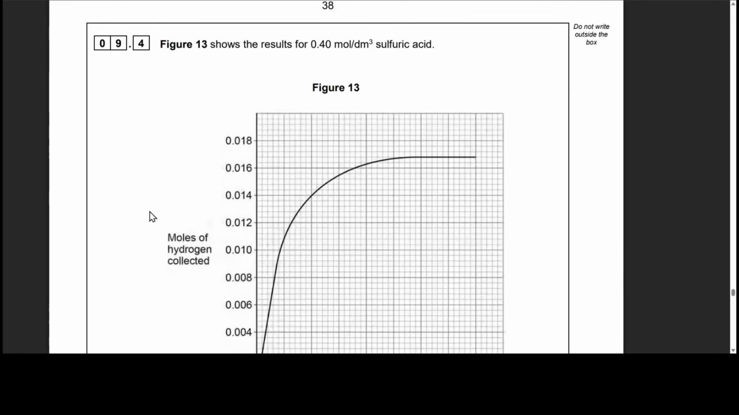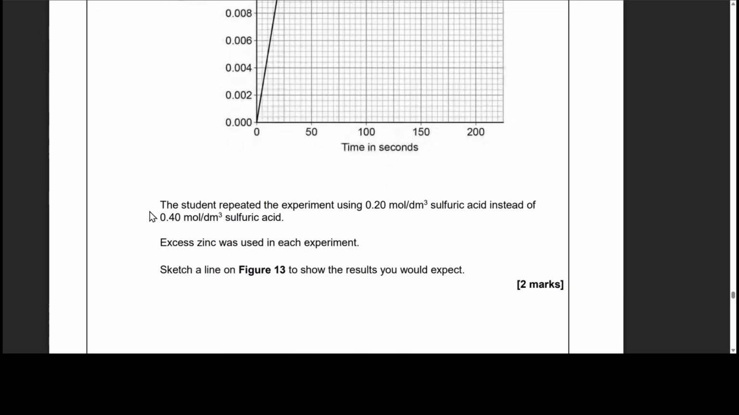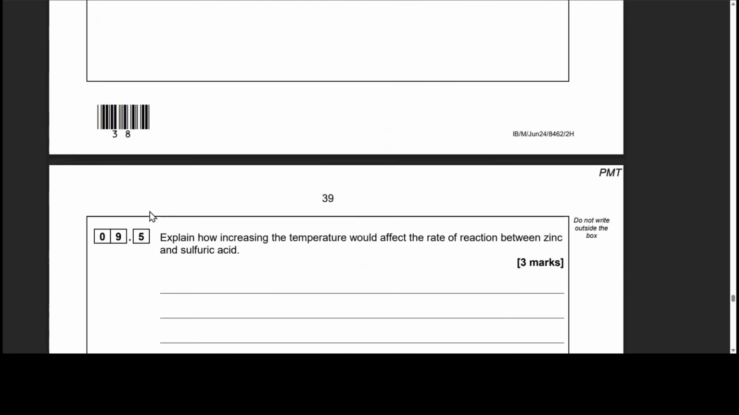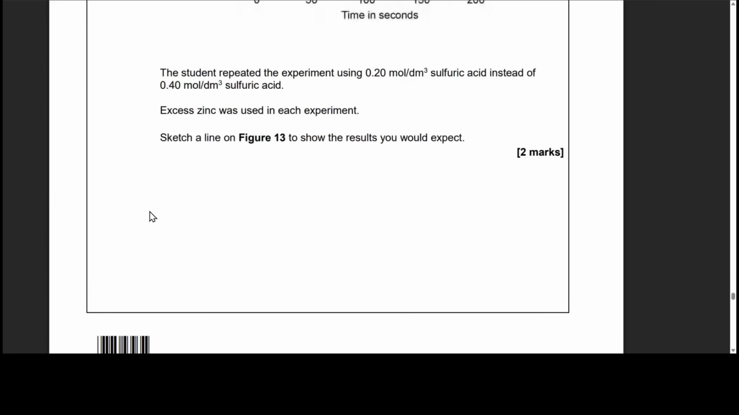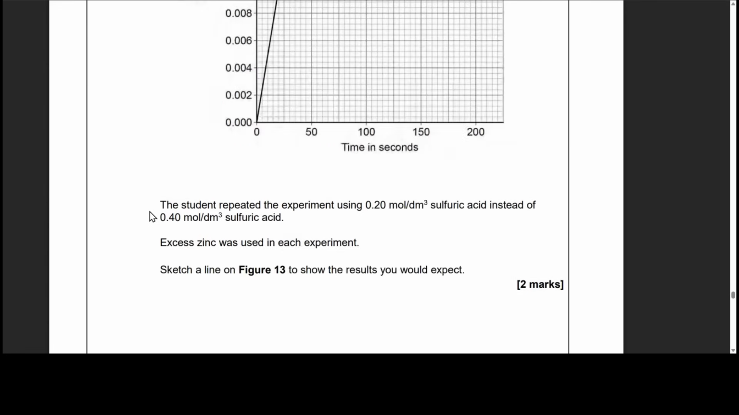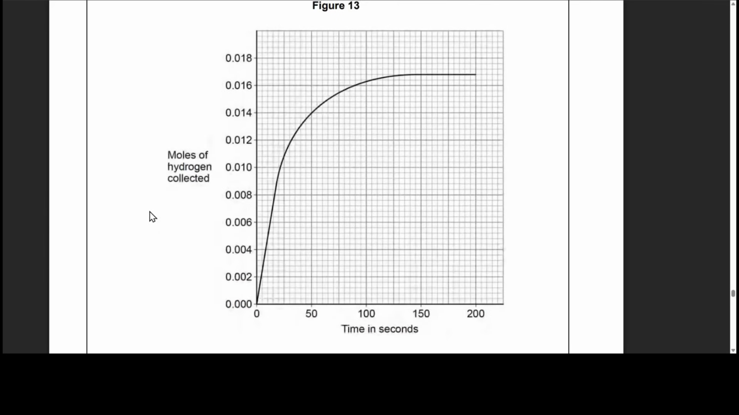Figure 13 shows the results for the 0.4 mole per decimeter cubed sulfuric acid. Yep, we've done that. The student repeated the experiment using 0.2 mole per decimeter cubed. So they're using 0.2 instead of 0.4 of the sulfuric acid. Excess zinc was used in each experiment. That's key. Sketch a line to show the results. You would expect 2 marks. Right. The sulfuric acid is the limiting reactant. So if I use half as much sulfuric acid, it's going to react a lot slower. So we're looking at a less steep line, and that's going to get you 1 mark.